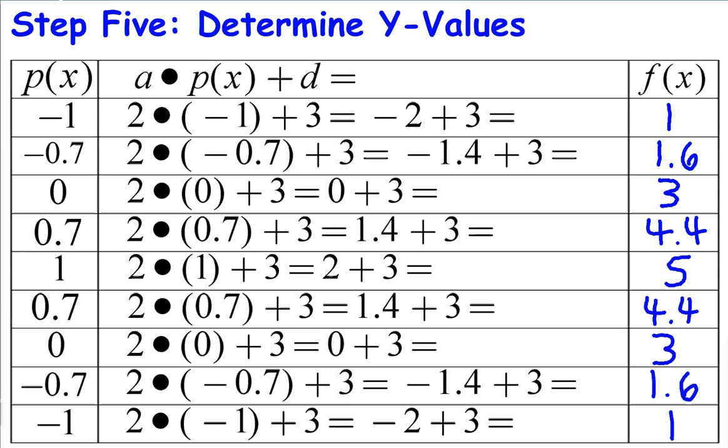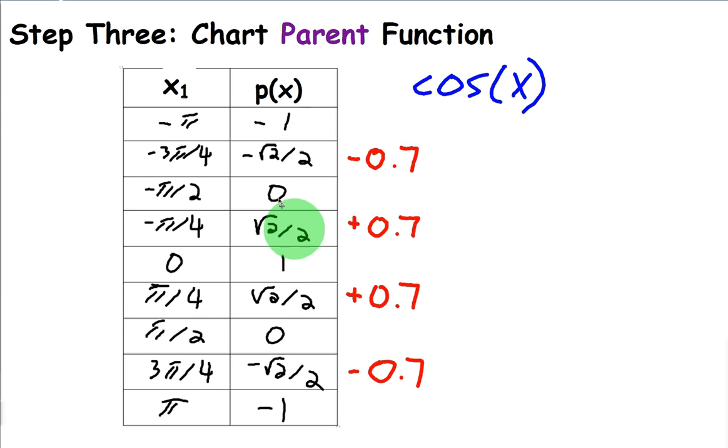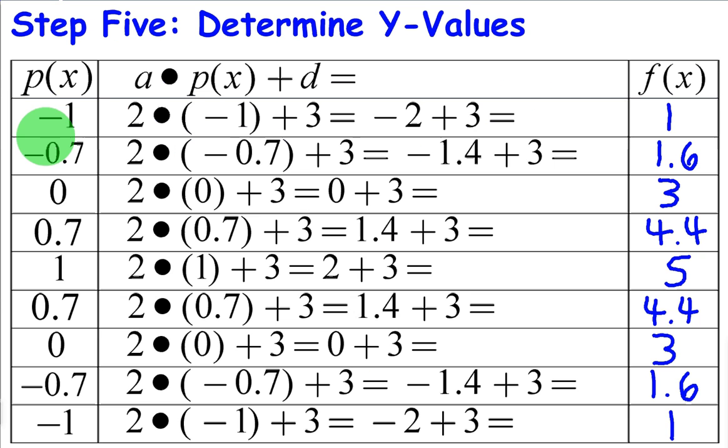Okay, next up we're going to determine our function values, our f of x values, or our y values. Again, you're going to take your parent y values from your parent chart right here. Make sure you use the decimal forms. You're going to multiply those values by a and then add d to that. You can do p of x times a. I don't know why I just did a times p of x. It's exactly the same thing. Doesn't matter which order because of the commutative property of multiplication. So a times p of x and then add d.